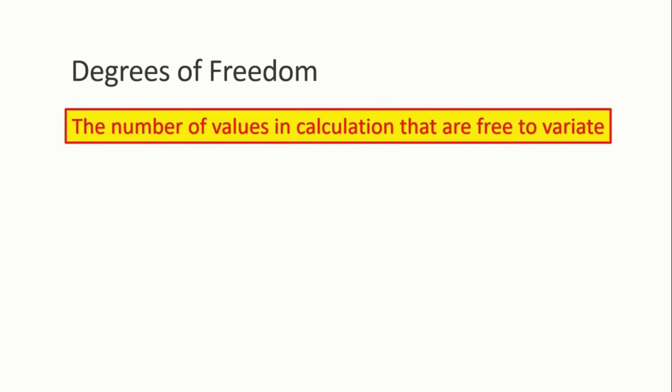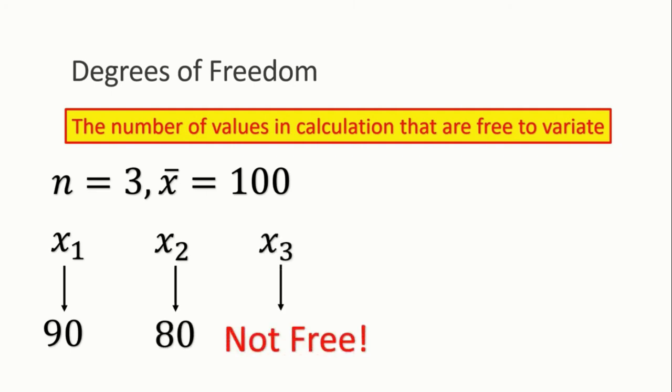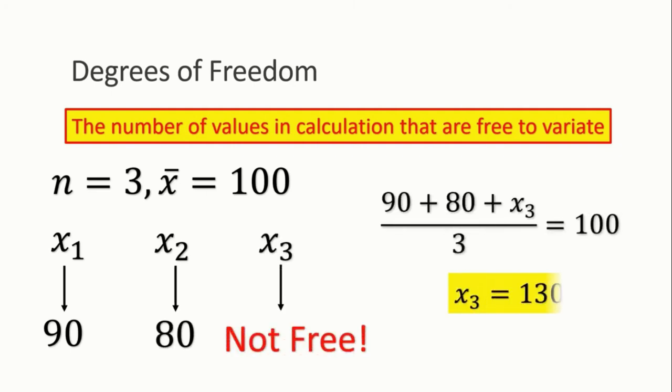For example, sample size equal to 3, sample mean equal to 100 is used in computing sample variance. We can choose 2 individuals independently, for example, 90 and 80 in the table. But the third is not free to vary because of the constraint of the sample mean. The only choice for the third number is 130.